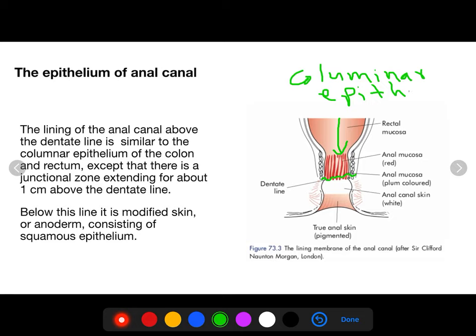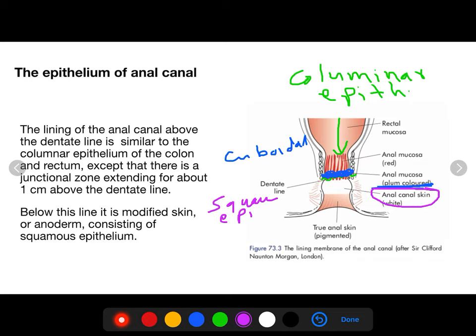when there is a junctional zone, ويم الدنتيت لاين يصير junctional zone, extending for about 1 cm above the dentate line, هذا يكون يتغير from the columnar epithelium إلى cuboidal epithelium. حتى الكلر يختلف, يصير plum in color. Below this line, below the dentate line, it is a modified skin or يسموه anoderm, consisting of squamous epithelium. طبعا بس نحن ما بي appendicular appendages اللي هي sweaty glands و sebaceous glands. الكلر ما تكون white in color.